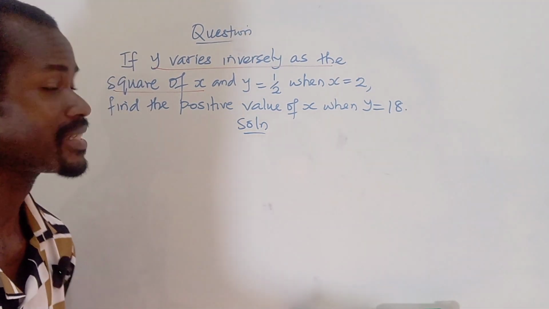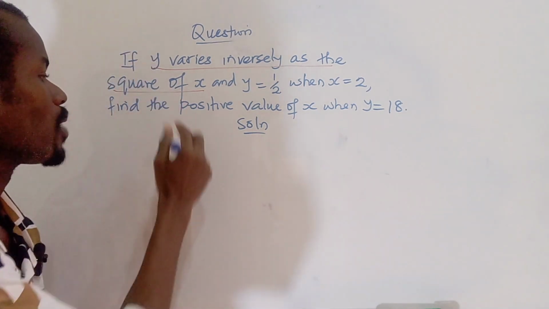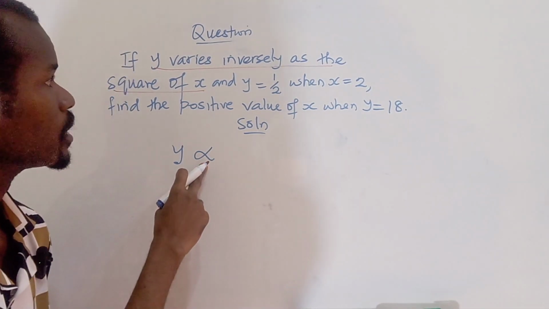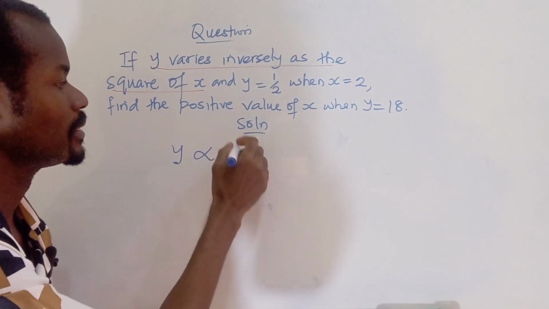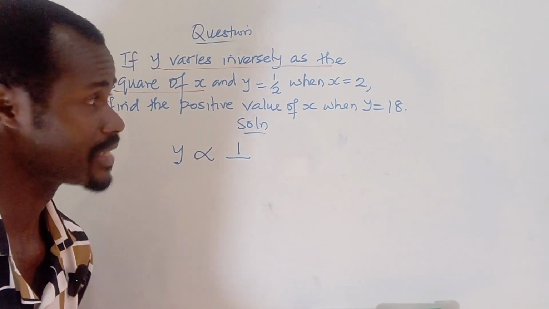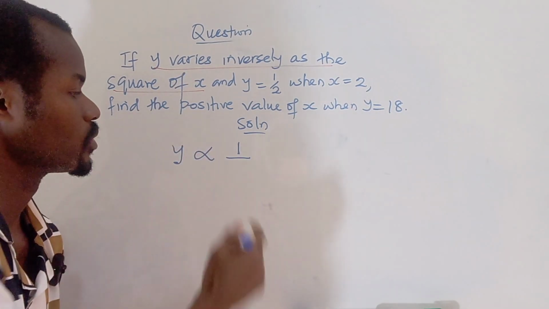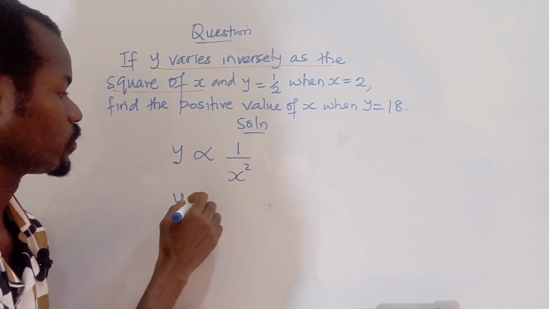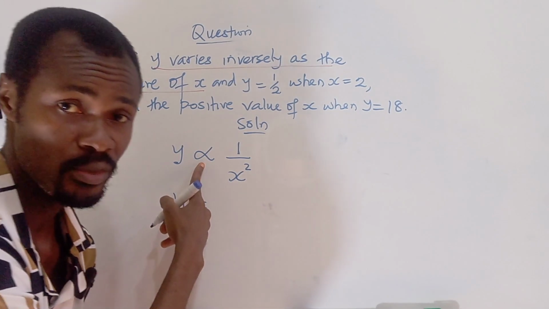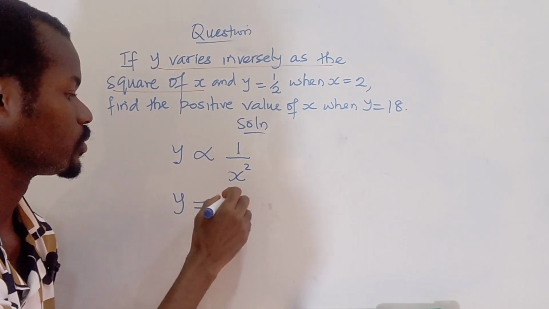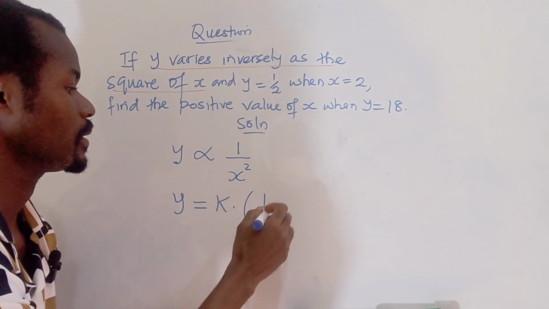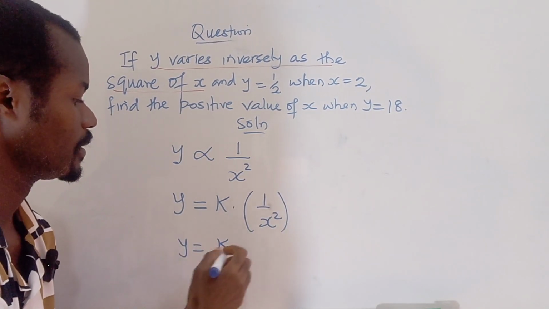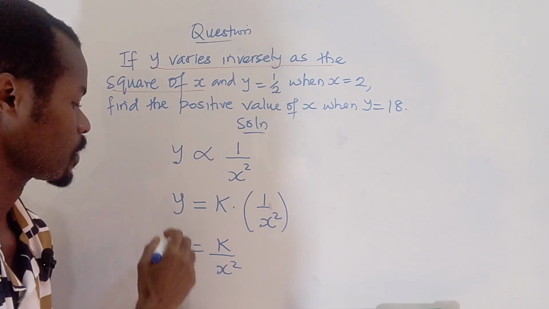So let's write out what that statement means mathematically. So y is our sign for variation. Inversely means I have to put this. So inversely as the square of x, it means we are going to say x squared. So what does this show us? We can now introduce a constant. We change the sign of proportionality into equal to and use a constant to multiply this. So that will give us y is equals to k times 1, is k divided by x squared.